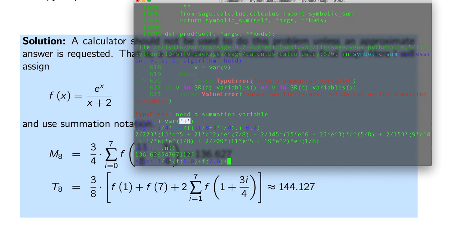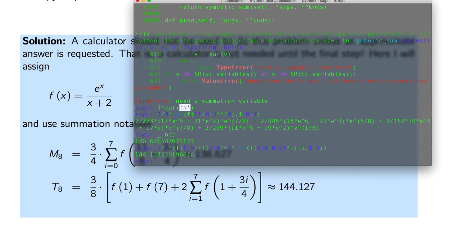And plus 2 star the sum. And the sum is going to be of f. I'm going to put 1.0 in. I'm actually forcing it to do something. 1 plus 0 plus 3.0. You know what? Instead of putting 3.0, I'm going to say 3/4 is 0.75. And then times i. I'm forcing it to do a computation. And I'm going to say i starts at, let's see, 1 and goes off to 7. And I'm going to close out the sum. And then close out that product of 3/8 times that. All right, let's see what happens.